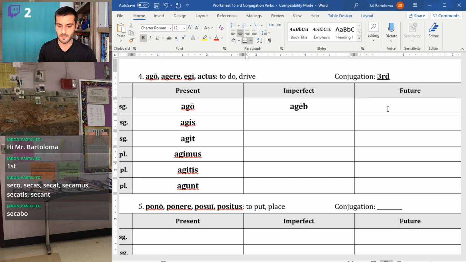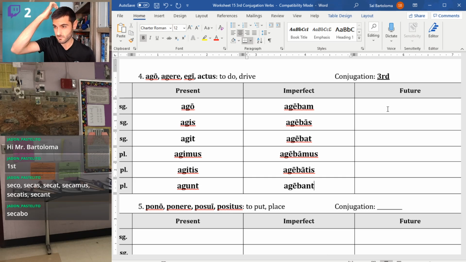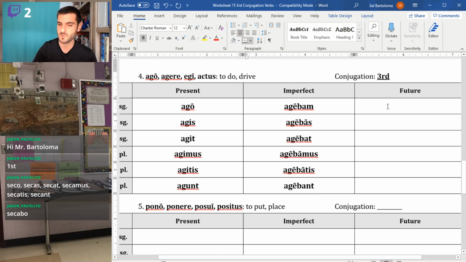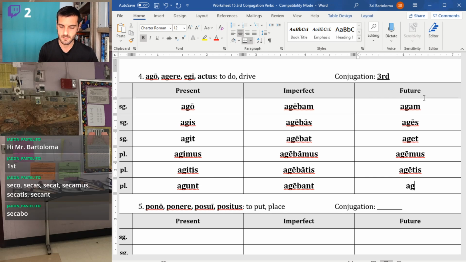Imperfect: agebam, agebas, agebat, agebamus, agebatis, agebant. Imperfect is really just across the board. Everybody does it pretty much the same way. It's always bam, bas, bat. Future, because it's third conjugation, we have to use the new pattern. So agam, ages, aget, agemus, agetis, agent.